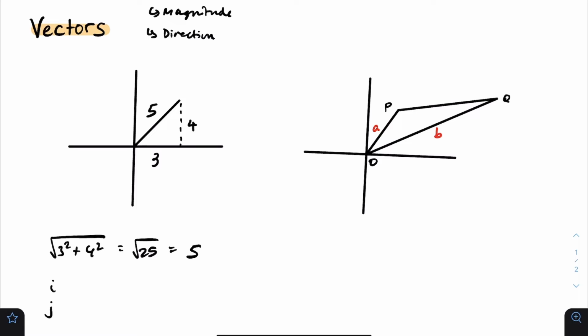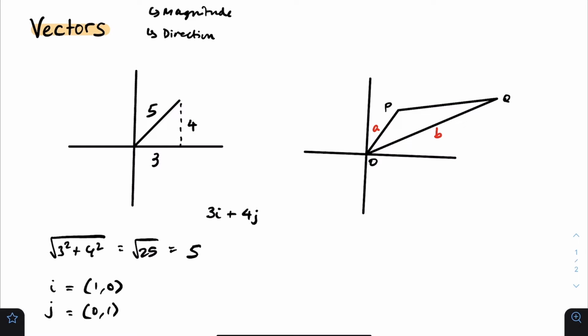These are unit vectors that represent set quantities that we will always use in vectors. So i represents 1, 0, which means 1 unit to the right and 0 units up. j, on the other hand, is the opposite, which is 0, 1. It's 1 unit up, but nothing to the right. And combining these unit vectors, we can express this vector. So because it moves 3 units to the right, we represent as 3i, and it moves 4 up, so it's 4j. So unit vectors are basically vectors that have a magnitude of 1, like i and j.